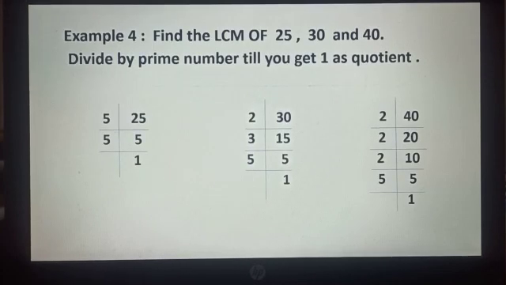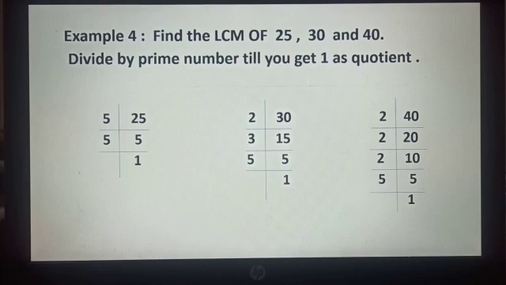Now we will discuss another example. In this example we have to find the LCM of 25, 30 and 40. Divide by prime numbers till we get 1 as a quotient.